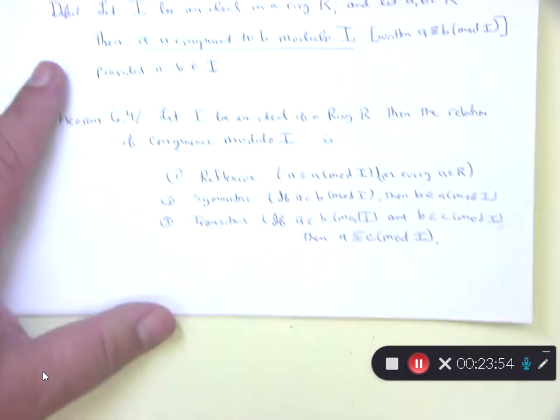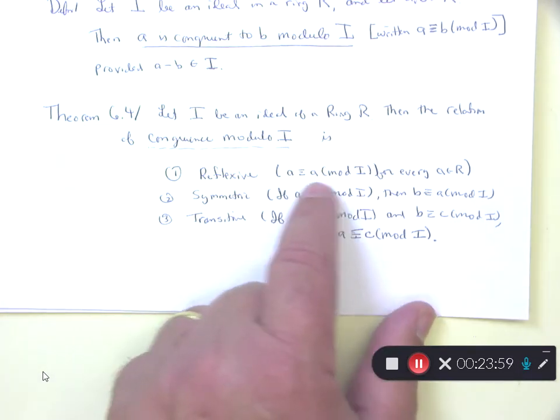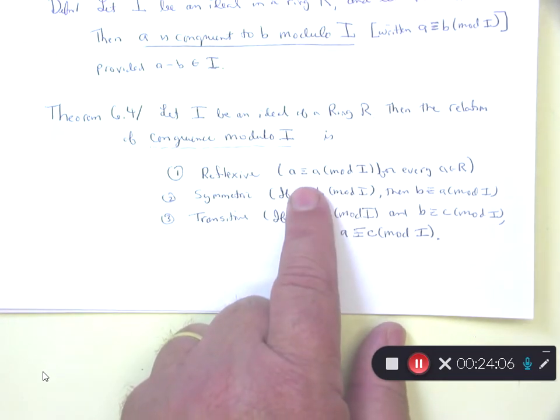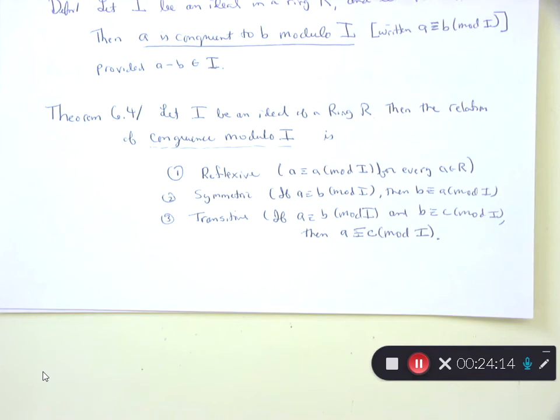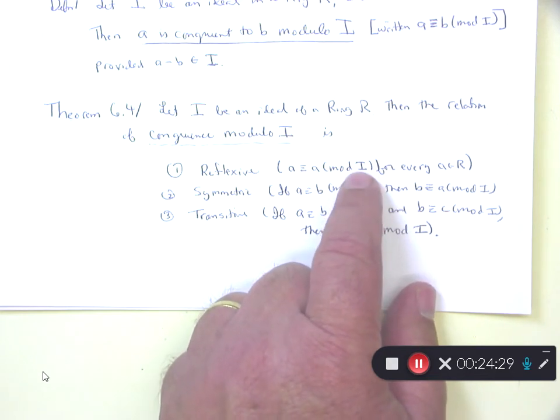So here's the deal, reflexive. You're always congruent to yourself. So a is congruent to a mod I for every a. Now why is that? Well, a congruent to a mod I means that a minus a is an element of I. a minus a is the 0 element in your ring. And you remember our Theorem 6.1, first thing, it's got to be non-empty, which meant that it's a subring, which means that the 0 element's got to be inside of I, because I is a subring with extra properties. So never forget, I is a subring with extra properties.